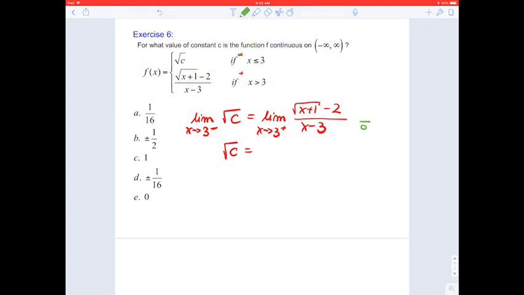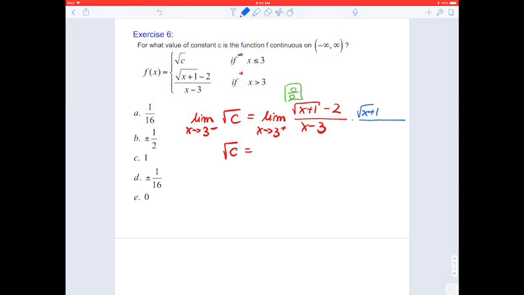3 minus 3, I can see right away, is 0, and 3 plus 1 is 4, square root of 4 is 2, 2 minus 2 is 0. Okay, again, similar situation, 0 over 0. We know that it's not 0. Please remember, I can maybe write somewhere 0 over 0, but the answer is not 0. And we know what to do. We will multiply and divide by the conjugate.